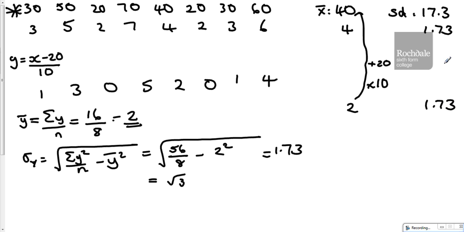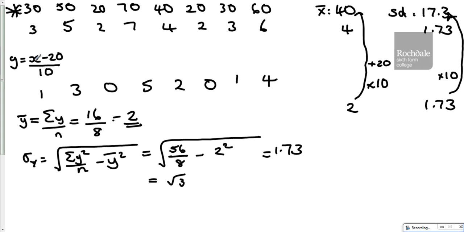Now, how do we decode the 1.7 to get back to that original value, 17.3? Well, you'll see that we are multiplying by 10, but are we adding on the 20? Well, obviously not. So the coding here was subtracting 20 and dividing by 10, but to decode it, we're only multiplying by 10. We're not adding on the 20.